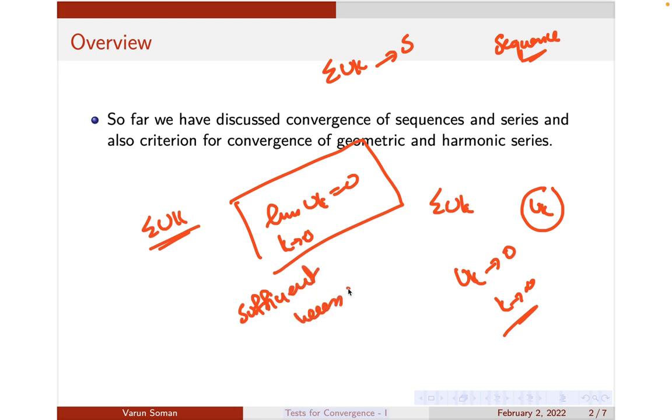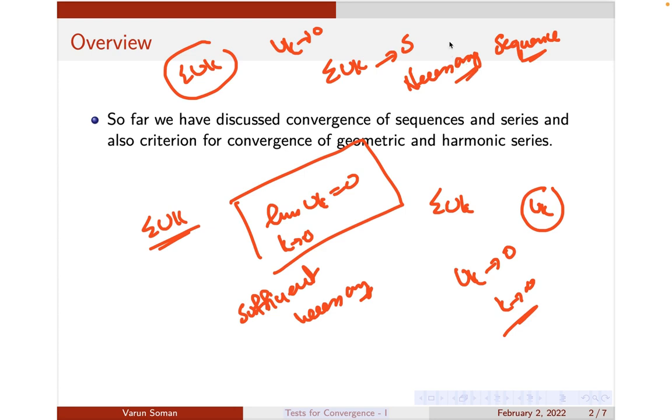What do you mean by that? For a series sigma uk to be convergent, definitely uk should go to zero as k goes to infinity. That is the meaning of necessary: in order for the series to converge, this must happen. But it is not a sufficient condition.